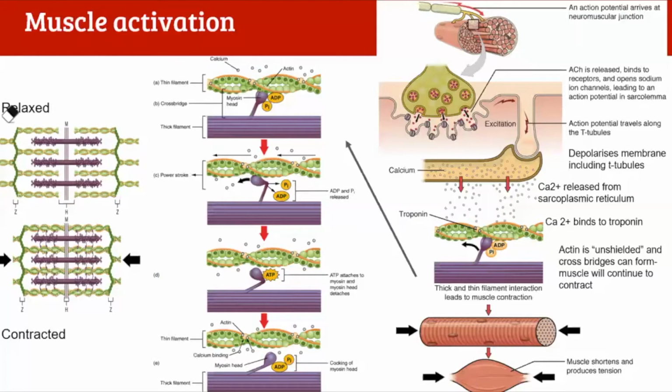But key things to know: relax and contract. Calcium binding to troponin. That allows myosin to bind to the actin filament. We shorten the sarcomere, causing that muscle contraction. And then it's a cycle, so once you get to here, you're ready to redo it all again, starting from the top, okay?